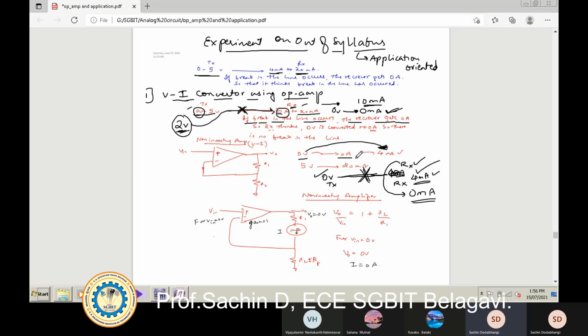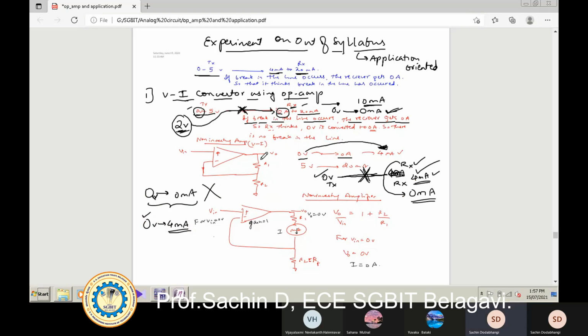Getting it? Why do we need to go for 4 milliampere? Sending 0 volt as 0 milliampere is not permitted, because we can't differentiate whether he is sending 0 volt or whether there is a line breakage. The receiver will not come to know. To overcome this, I will send 0 volt as 4 milliampere. So if 4 milliampere is received, then he thinks that 0 volt was sent. Got it? That is why we need to transmit 4 milliampere for 0 volt.